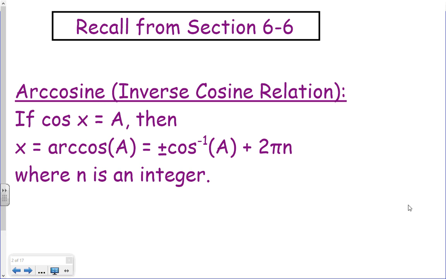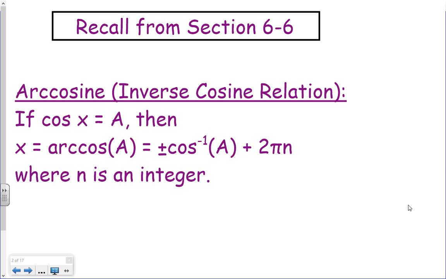But now what we were looking for in section 6.6 was all these solutions. If you think about what your cosine function looks like and you set it equal to a value between -1 and 1, there's actually an infinite number of solutions. And so if I want to find all those solutions, cosine inverse, that function, doesn't quite cut it.